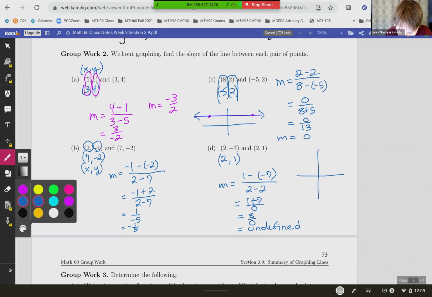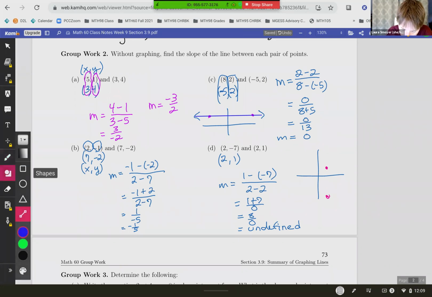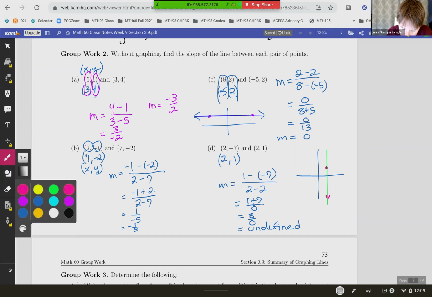And again, if I wanted to double check, I could graph those 2 points just to make sure I'm thinking about it right. The points 2, -7 and 2, 1, and I will find that I have indeed been given a vertical line, and the slope of a vertical line is undefined.